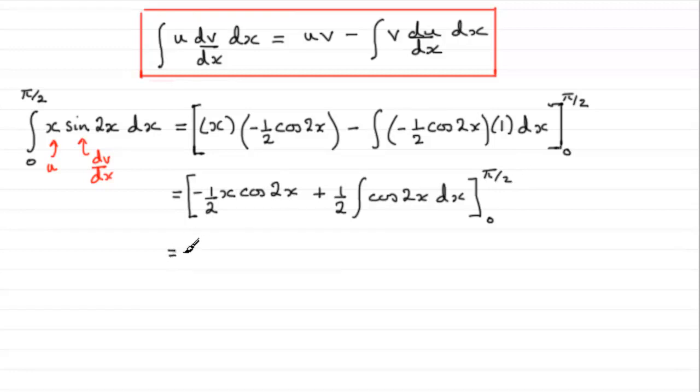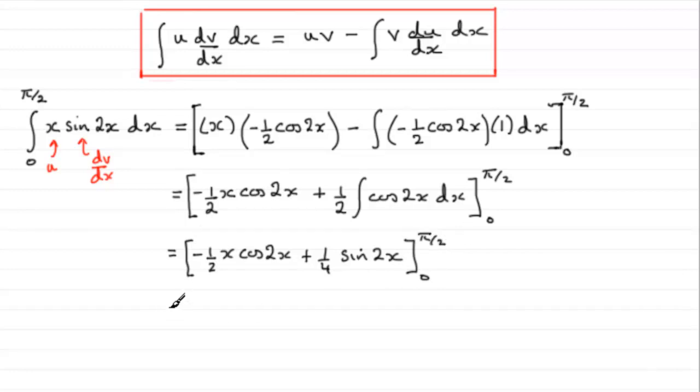So we can just copy back that first term there, minus a half x cos 2x, and then the integral of cos 2x is a half sine 2x, and if I times the half with the half sine 2x, we get a quarter sine 2x. Alright, and again those limits have got to go in, 0 to pi upon 2.